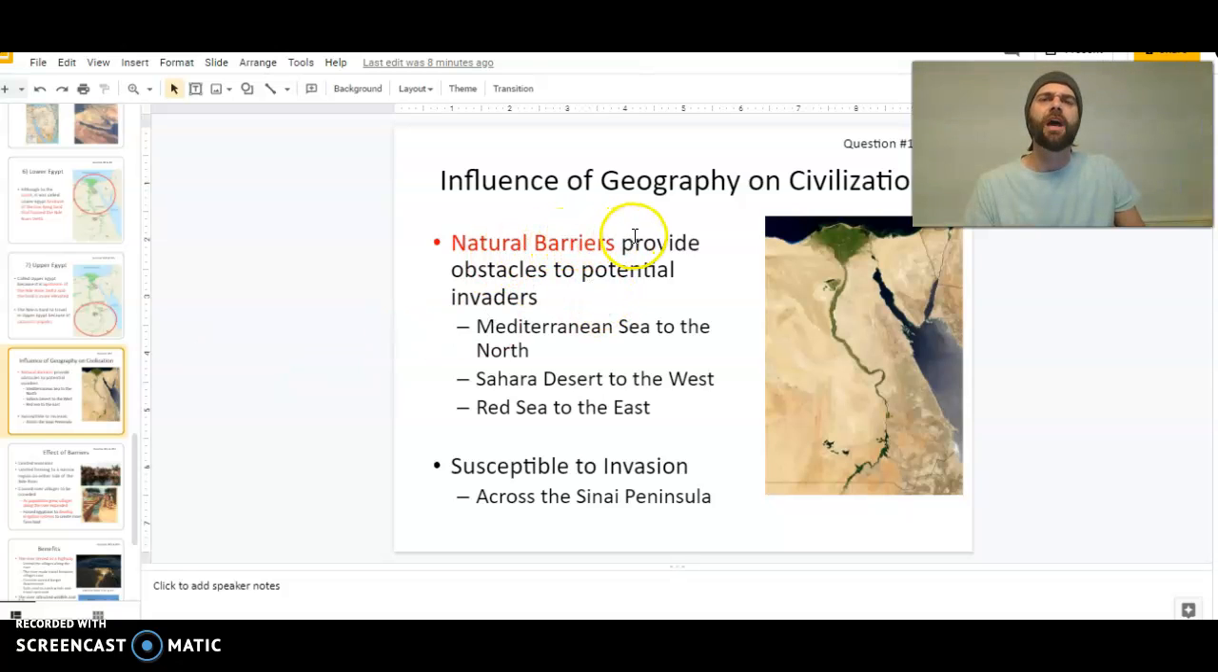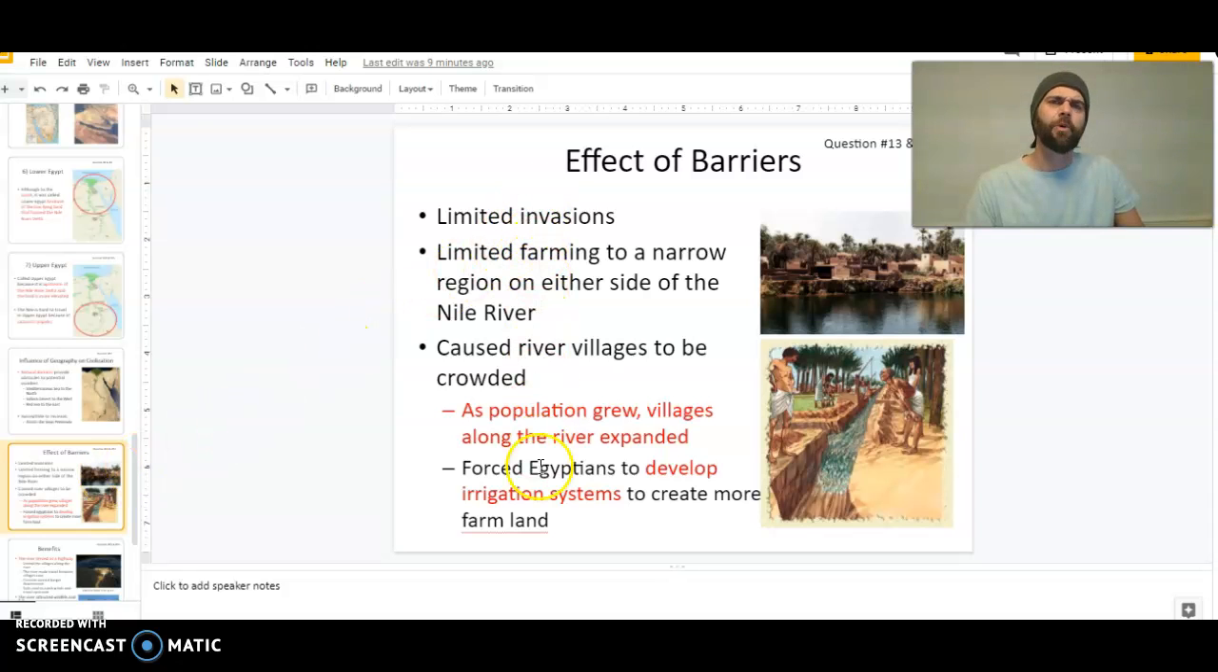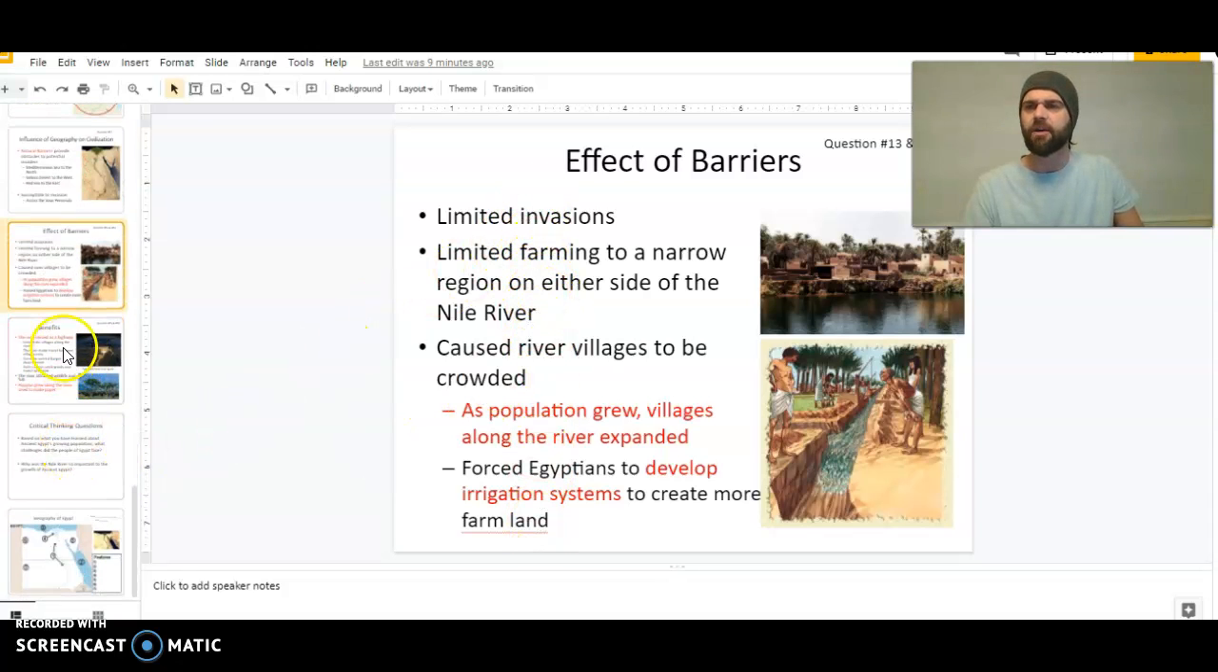The Nile River, the influence of the geography on the situation, it provided natural barriers, okay? The Mediterranean Sea to the north, the desert to the west, the Red Sea to the east. That meant that they were only susceptible to invasion through the Sinai Peninsula. Essentially, they could see enemies coming from the Mediterranean, coming from the Red Sea, and they could set up defenses. If they were coming from the Sinai Desert, then their armies would have been tired from traveling through it, and the Egyptians would have been better apt to fight them off. That's just what I went over, go over that in detail.